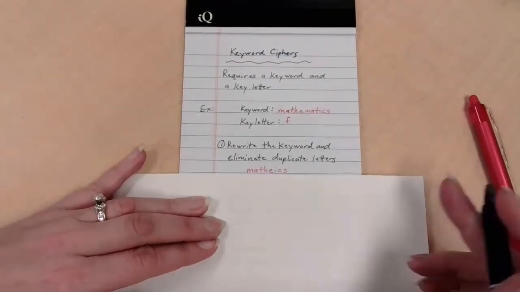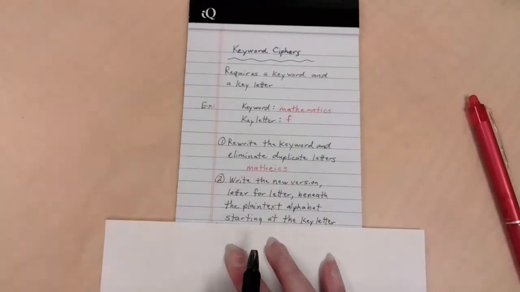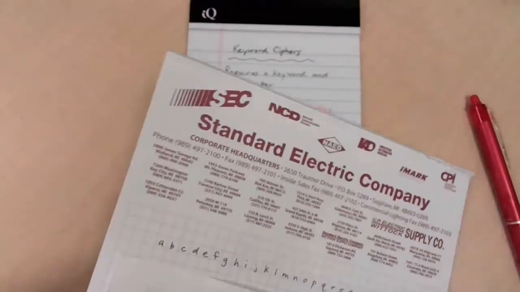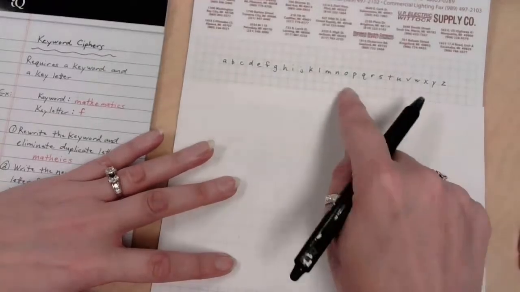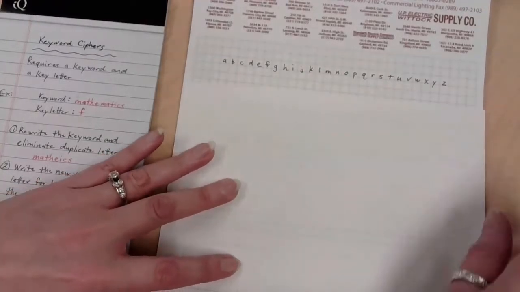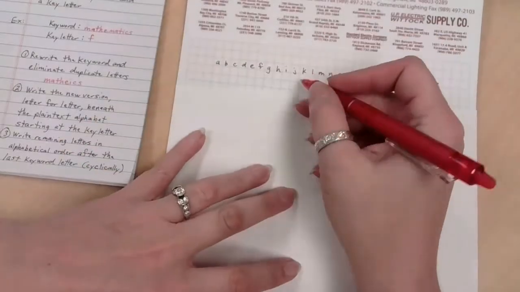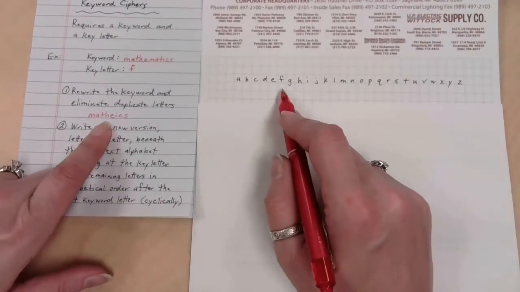Step two, we're going to write the new version letter for letter, beneath the plain text alphabet, starting at the key letter. There's no way this was going to fit on a tiny piece of paper, so I have brought in my alphabet to consult. Here's my plain text lowercase alphabet. Here's the letter F, and the new adapted keyword version goes starting under the letter F.